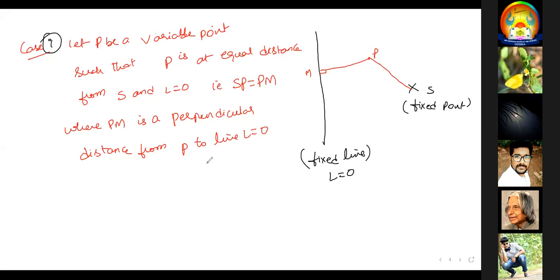You are explaining the theory with fixed point and fixed line. Yes, I'm explaining the theory with fixed point and fixed line. Now, when we want to take up any point, that point may be at equal distance, maybe farther from us, maybe nearer to us.